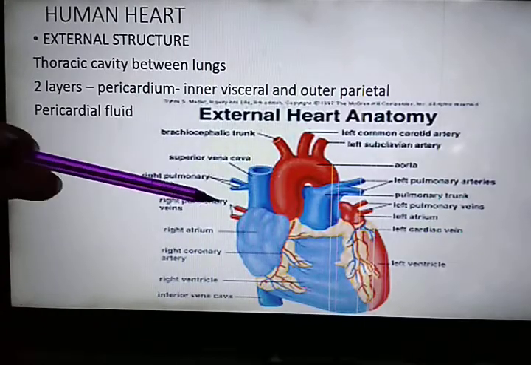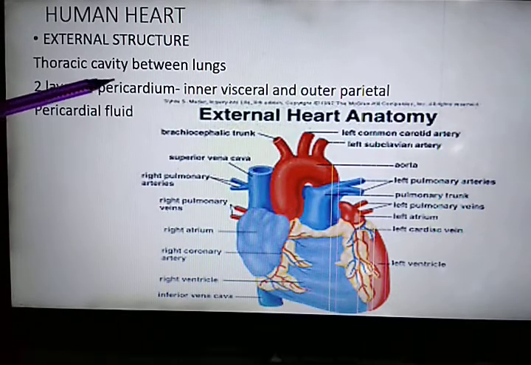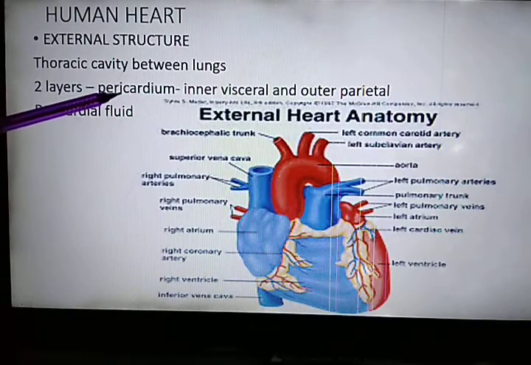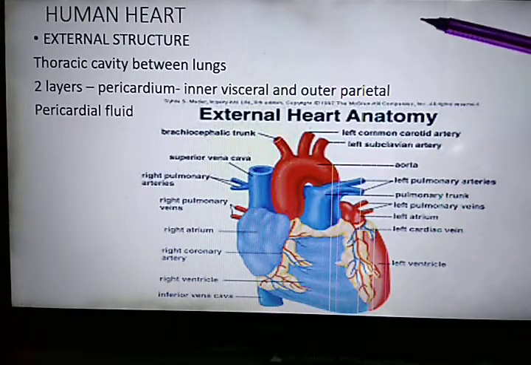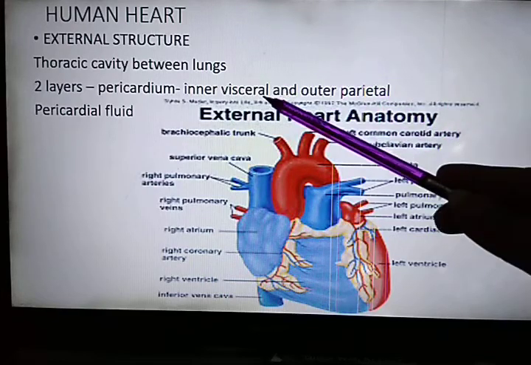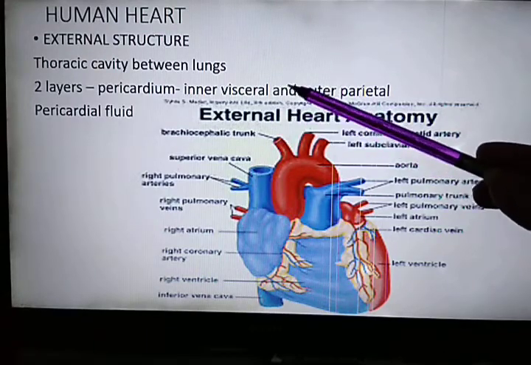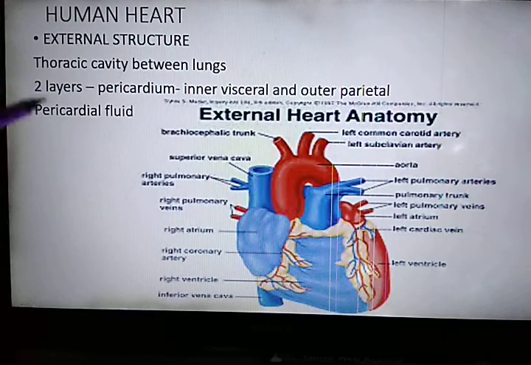Similarly, in case of the human heart, it is also covered by 2 layers or 2 membranes, known as pericardium. The word cardia is related to heart, so we call this membrane pericardium. Outer parietal pericardium and inner visceral pericardium. The space in between these 2 layers is known as the pericardial cavity, and the pericardial cavity is filled with a fluid known as pericardial fluid.